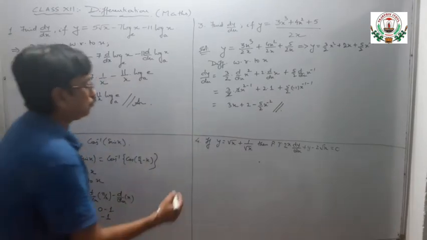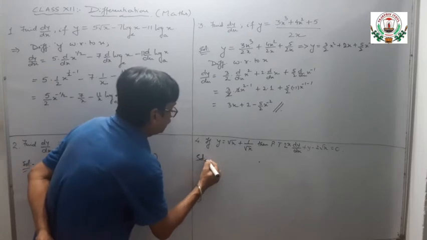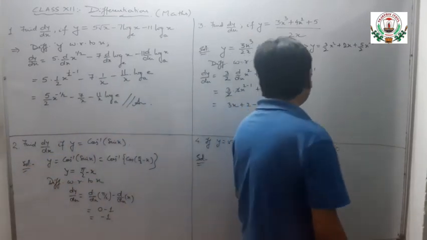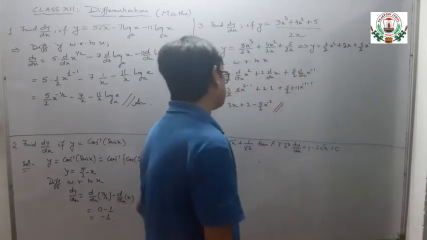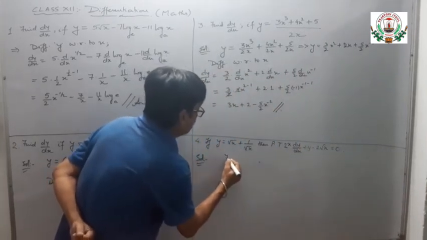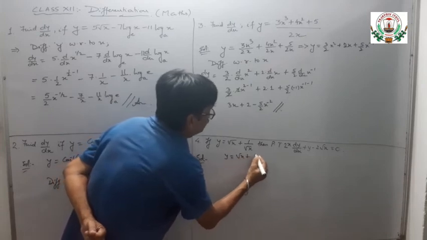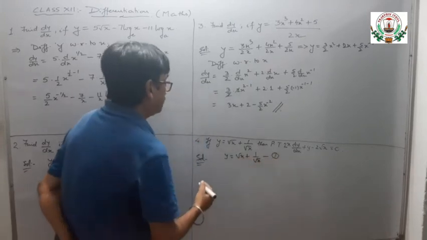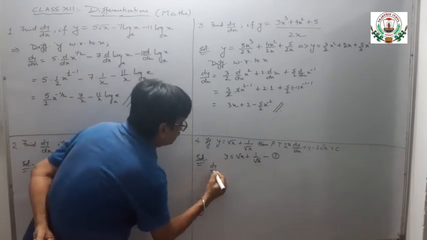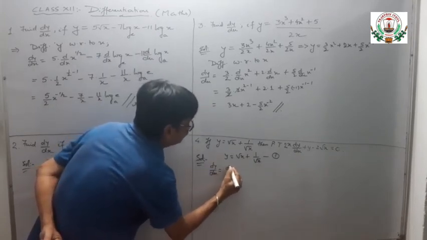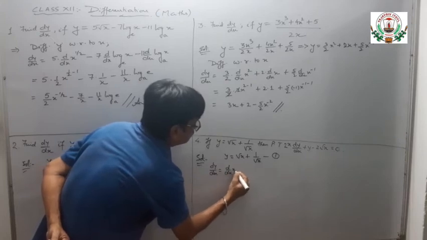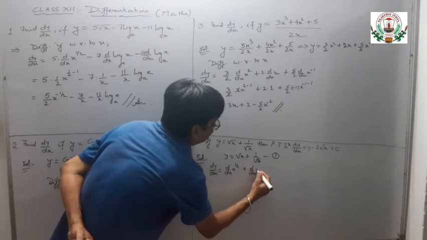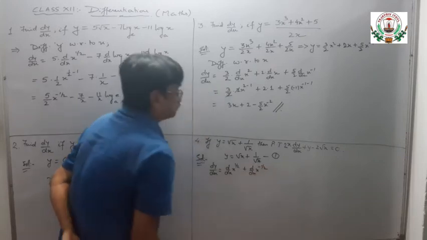Now question number 4. If y equals root x plus 1 by root x, then prove that 2x dy by dx plus y minus 2 root x equals 0. So y equals root x plus 1 by root x. This is our equation number 1. When we differentiate with respect to x, dy by dx equals d by dx of x to the power 1 by 2 plus d by dx of x to the power minus 1 by 2.